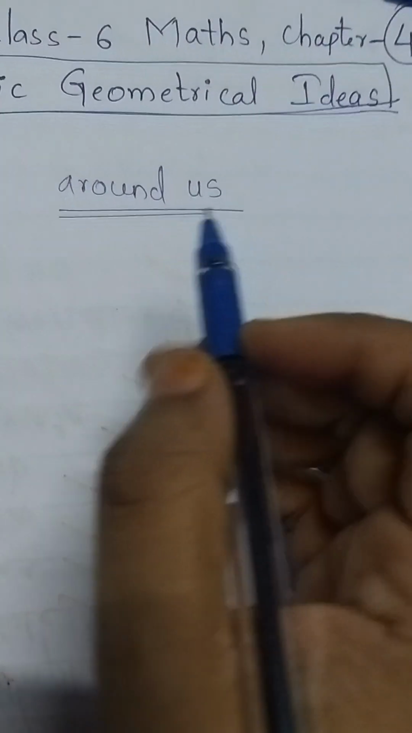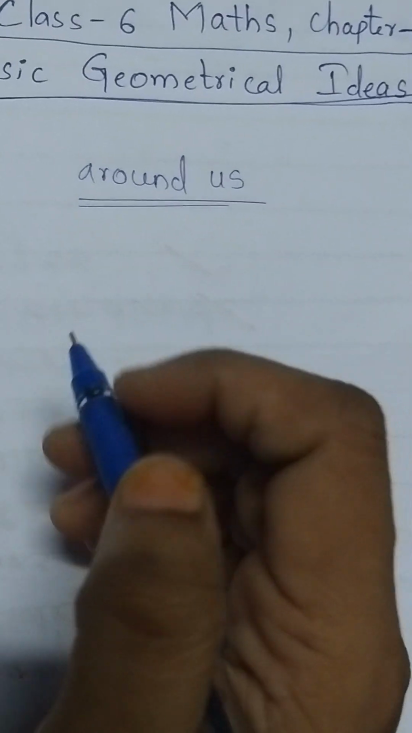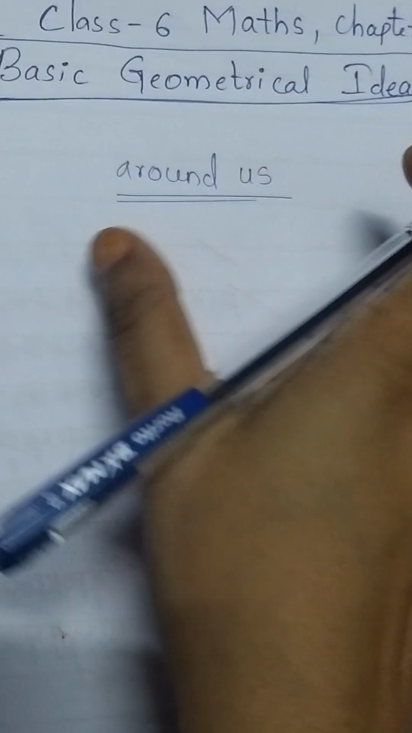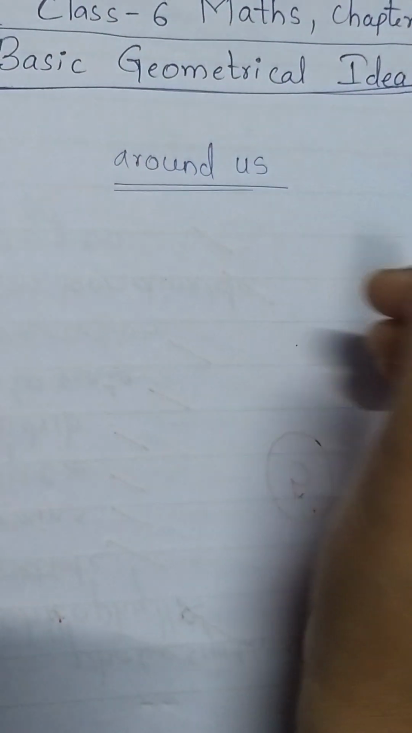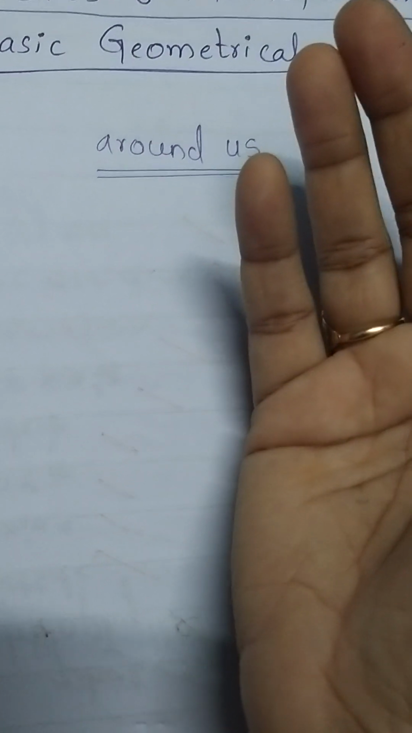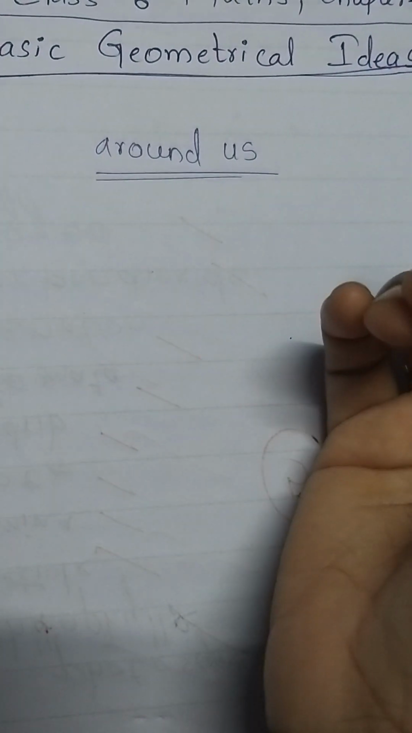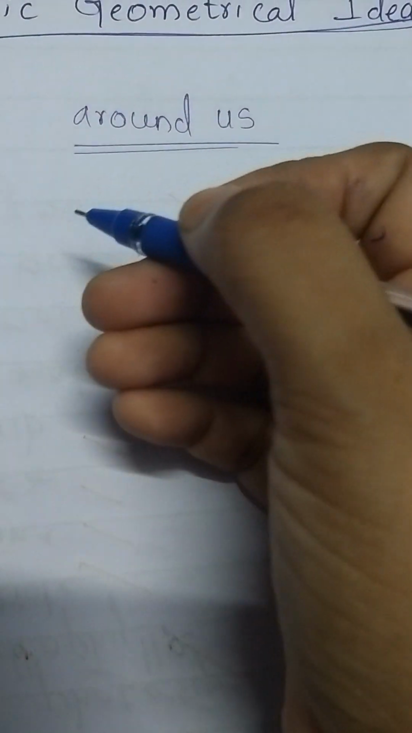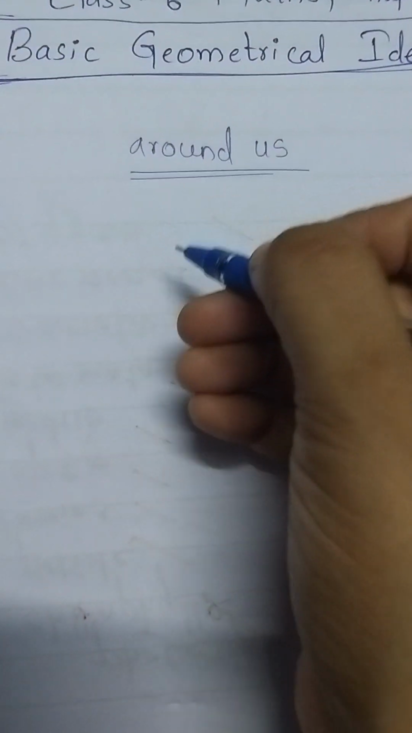Everyone, hello. Today, class 6 math, chapter 4, basic geometrical ideas. Children, around us we see many different geometrical shapes, like a square, like a fridge which is rectangular in shape, and a pencil box and a book, also rectangular in shape. We have previously learnt various geometrical shapes around us. Now we will learn more about geometrical shapes in this chapter in 6th class.